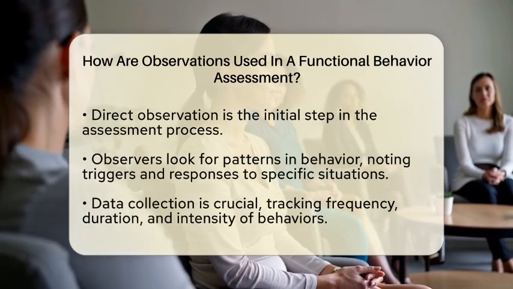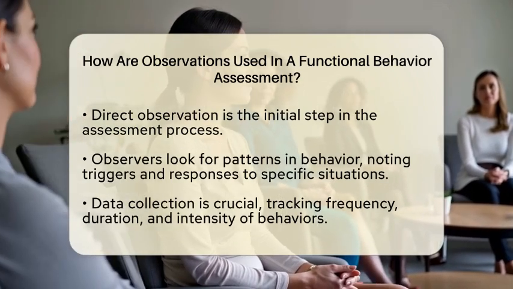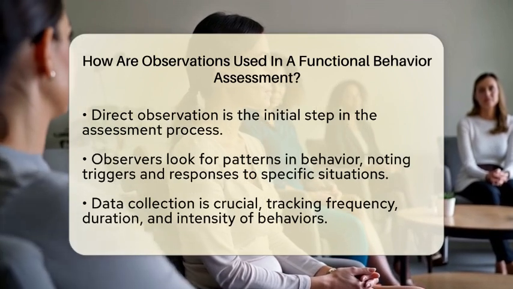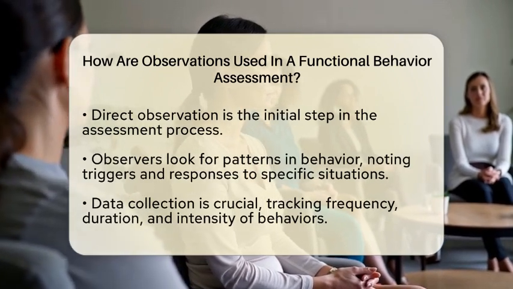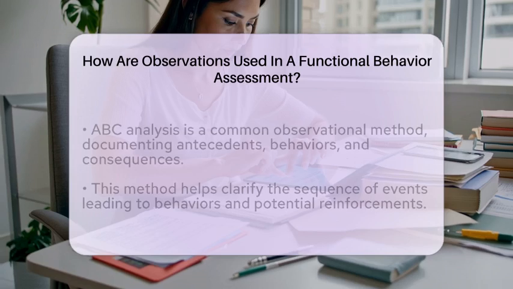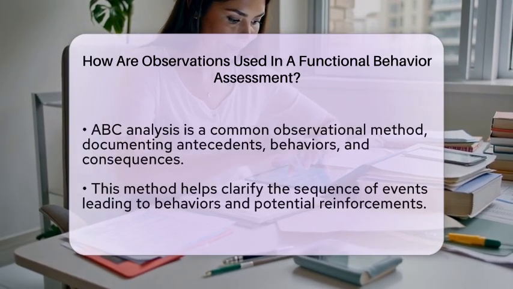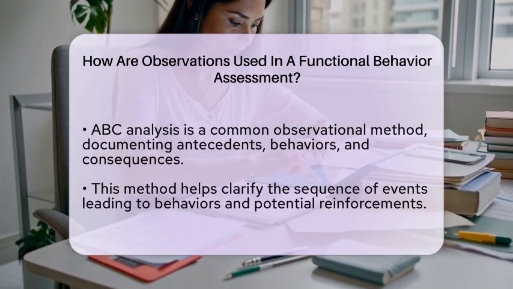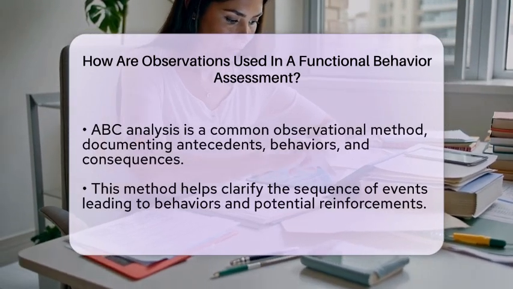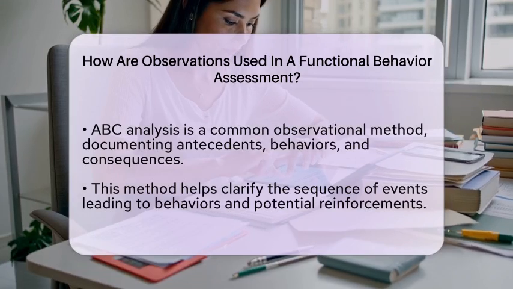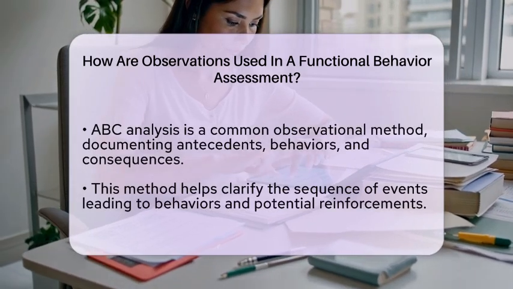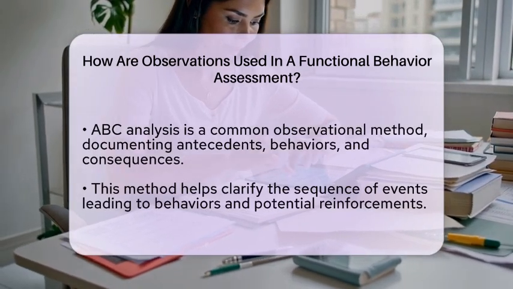A common method used in observations is called ABC analysis. ABC stands for antecedent, behavior, and consequence. Analysts fill out charts that document what happens before the behavior itself, and what happens afterward. This helps them understand the sequence of events that lead to the behavior and what might be reinforcing it.